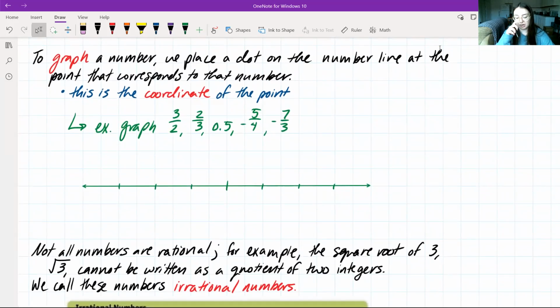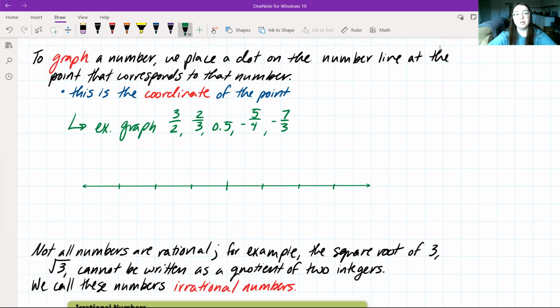So let's scoot down a bit here and do an example. Once again, when we're graphing a number, we place a dot on the number line at the point that corresponds to that number, and this is the coordinate of that value. So, for example, we want to graph 3/2, 2/3, 0.5, -5/4, and -7/3. Now we have our number line here, but our number line is not defined. We haven't given it any values.